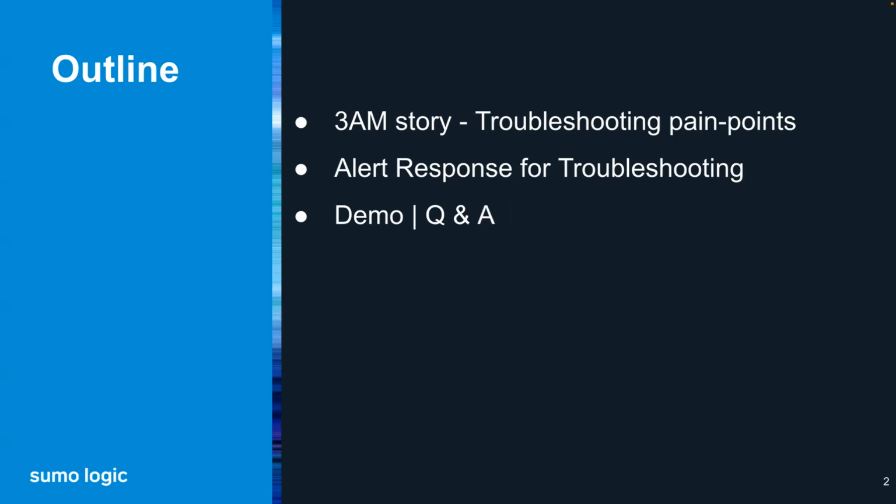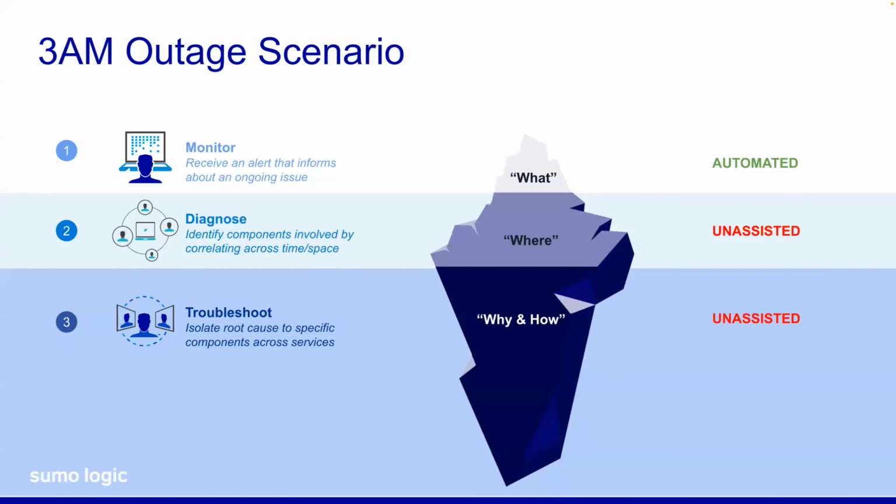Okay, so let's begin. This 3 a.m. outage scenario, where you get a page that something is going wrong in a particular service or a particular application, is not new. Every developer, DevOps or SRE persona might have had that experience. And there are 3 main steps in that entire chain of events that unfolds from an alert.